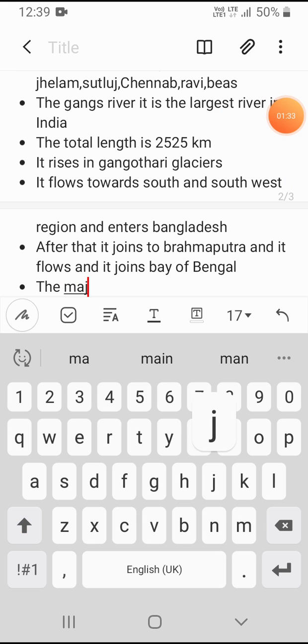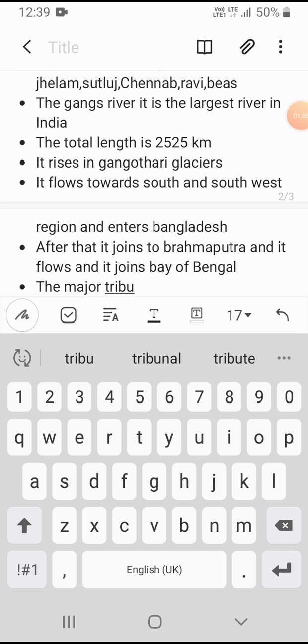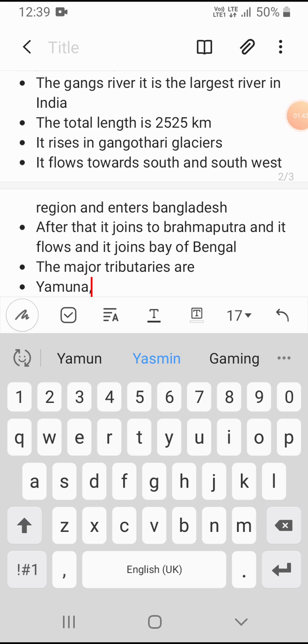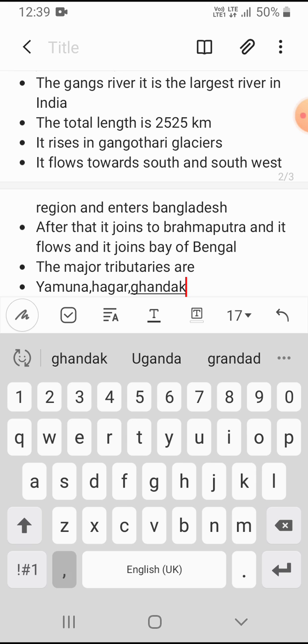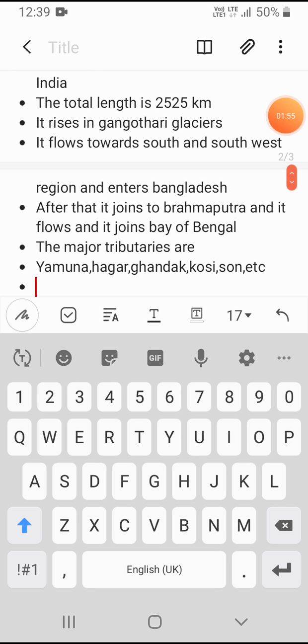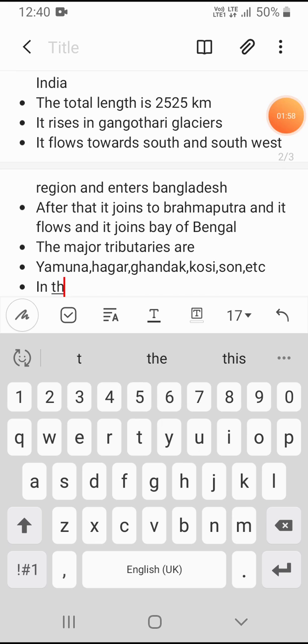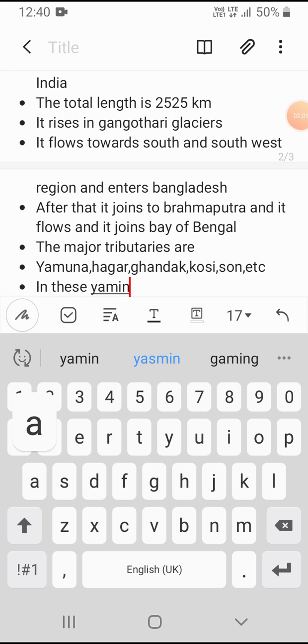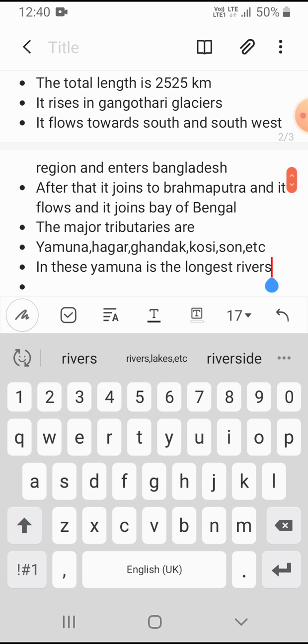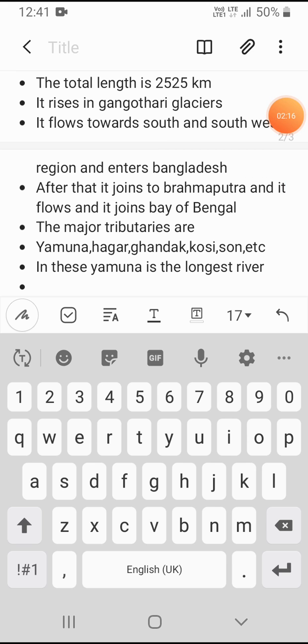Major tributaries of the Ganga River are Yamuna, Ghaggar, Gandak, Kosi, and Son, and some others. Among these tributaries, Yamuna is the longest river. Next is Brahmaputra.